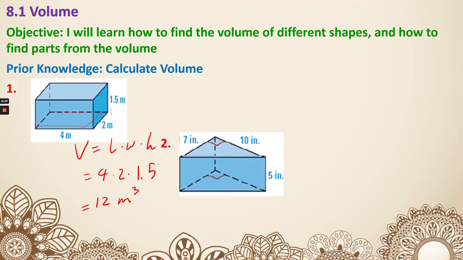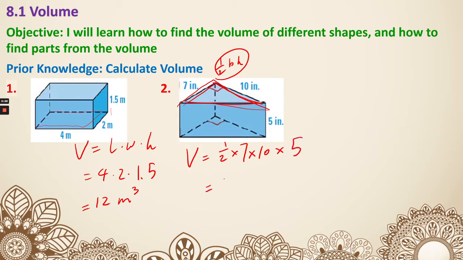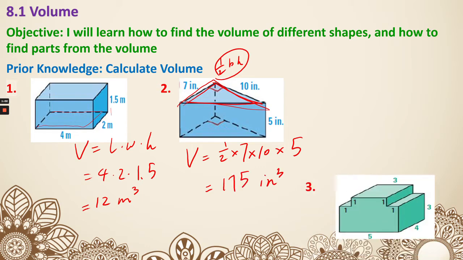Number 2, that is a triangular prism. It's still the same idea. It's the base area times the height. The base area for a triangle is 1/2 times 7 times 10, 1/2 base times height for the triangle area, and then times the height for the whole thing, which is 5. That is going to be 175, don't forget a unit, inch cubed.